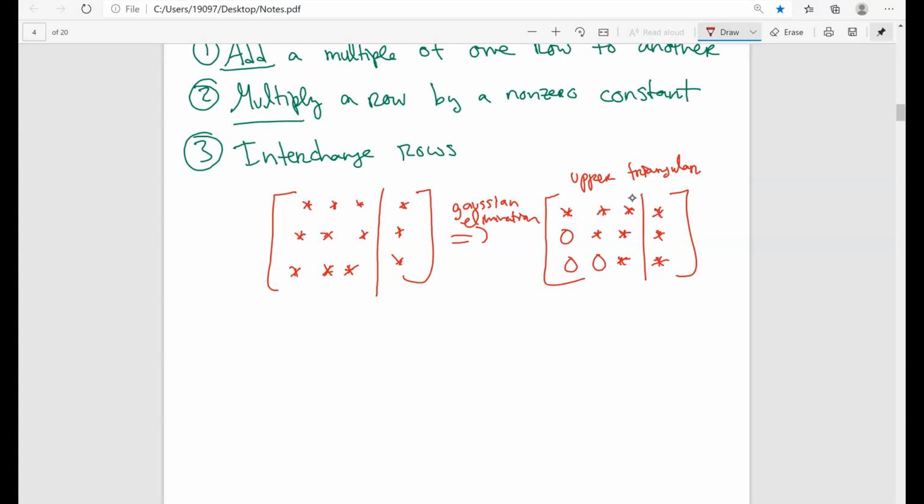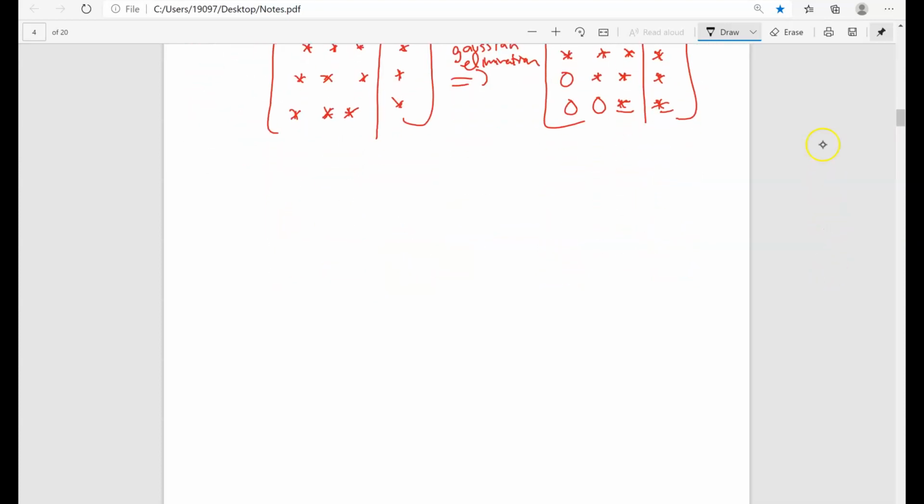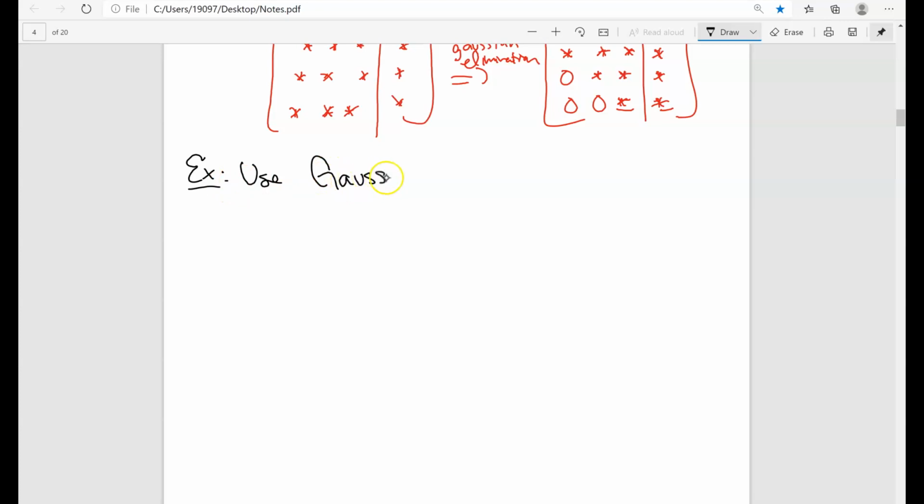Okay. So this is kind of how you want to do it, because once we have it like that, then we can just back substitute it, just kind of how we did it with the previous problem. So we're going to start off first with a 2 by 2, and then we'll do a 3 by 3. Okay, so we're going to do first a 2 by 2. So let's say we wanted to do this problem. So use Gaussian elimination to solve.